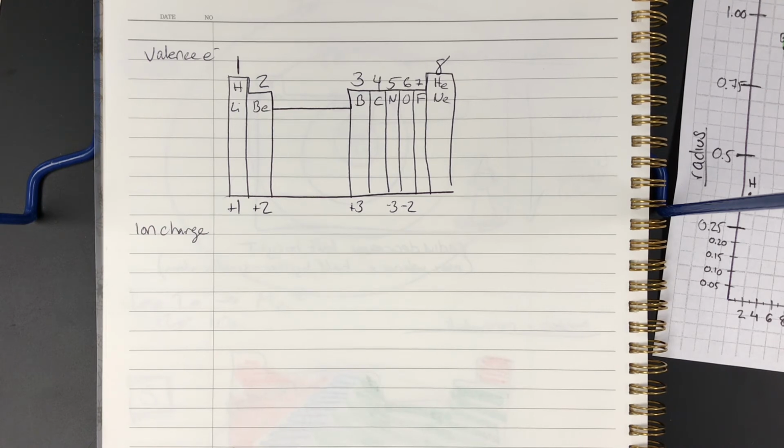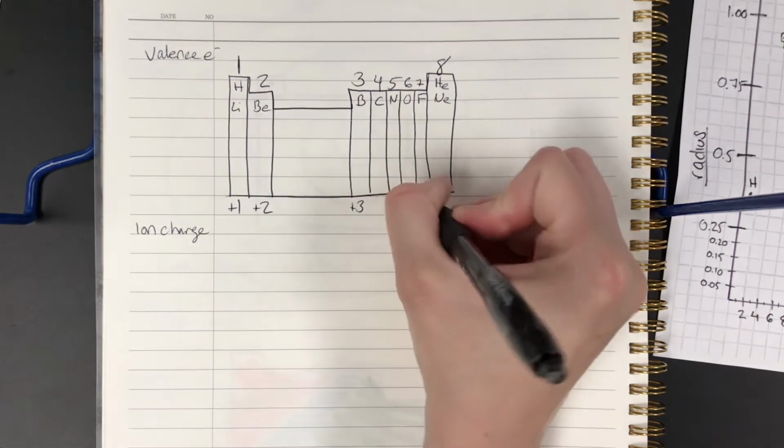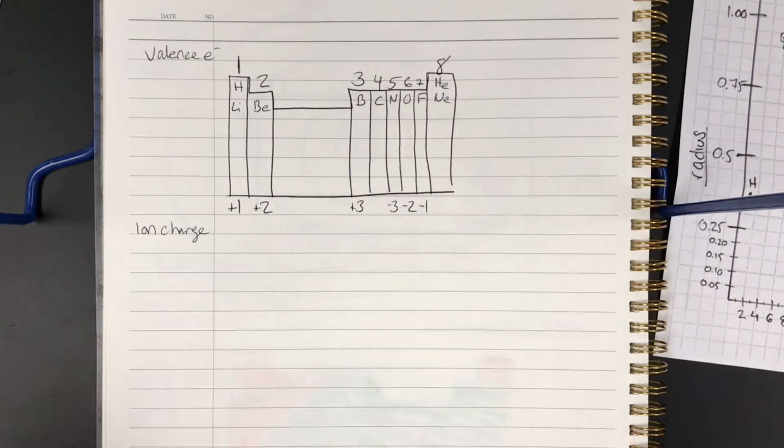And what about fluorine? It has 7 valence electrons. So what does it want to do? Get 1 electron, which means it's going to have 1 more negative charge than positive. So what's its charge going to be? Yep, a -1.